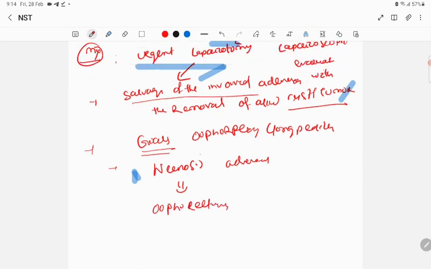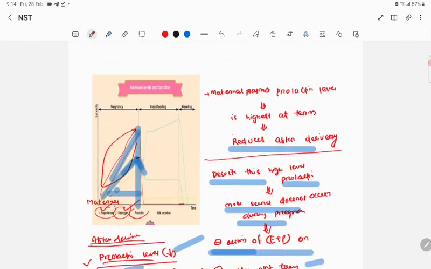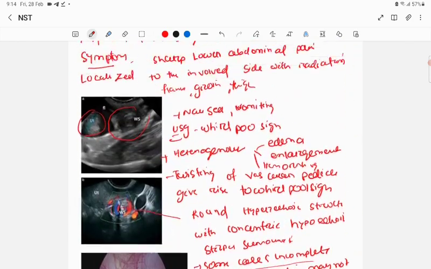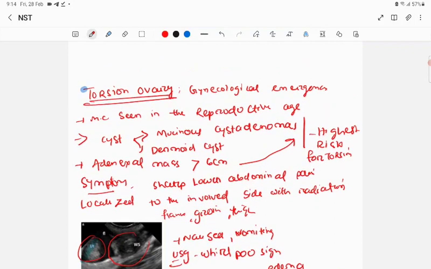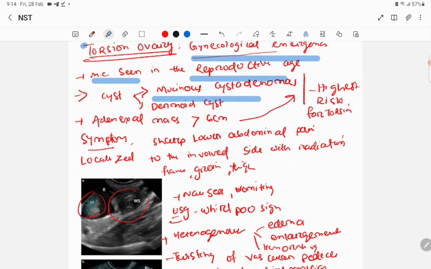Okay, so I will recap everything quickly. What is torsion? Torsion is a gynecological emergency, most commonly seen in the reproductive age group. Cysts like mucinous cystadenoma or dermoid cyst, because of heaviness, carry the highest risk of torsion. Adnexal mass more than 6 cm has a higher risk of torsion.